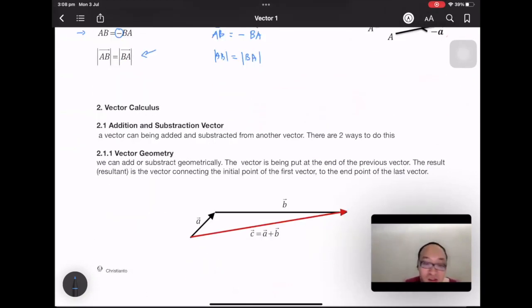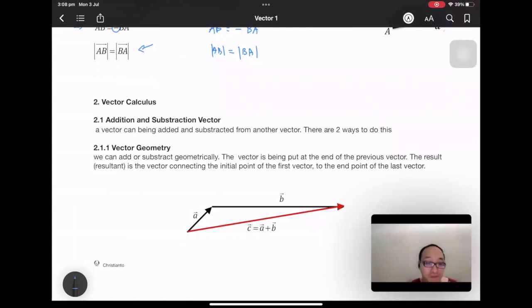Now we move on to vector calculus. So we have some calculations in vectors. The first one is addition and subtraction of vectors. So vectors can be added or subtracted. We can use two methods to do this. The first one is using vector geometry. We can add or subtract geometrically two vectors or more by drawing them to scale.